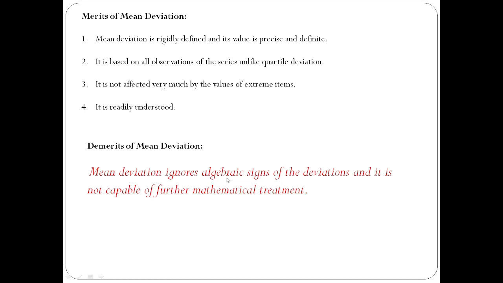Mean deviation ignores the algebraic sign of the deviations and it is not capable of further mathematical treatment. So it is a very big drawback because we are ignoring the algebraic signs. In mathematics, ignoring the algebraic sign is not good. We are ignoring the algebraic sign, that is minus becomes plus. So it is a very major drawback for mean deviation.